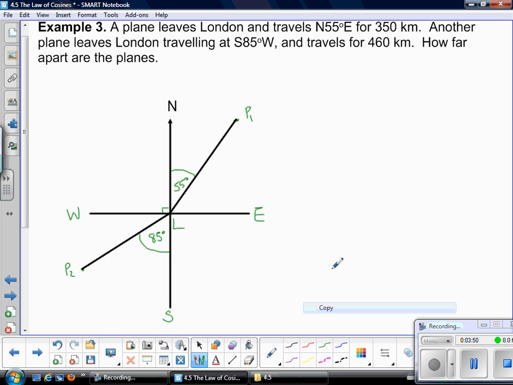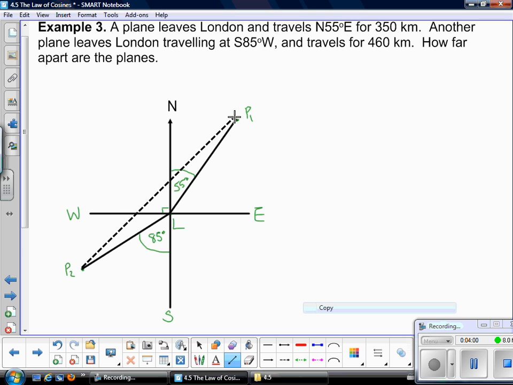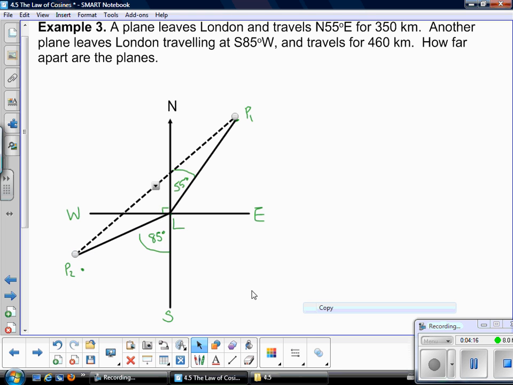Now we are told that they want us to find in this situation how far apart the planes are. So they want to know how far apart they are. When I put it like that, they want to know that dotted line's distance. Now let's take a little closer look at this. This is a little bit hard to do, and I'm just going to make this one look a little bit more like 85 just so we can do some more figuring here.